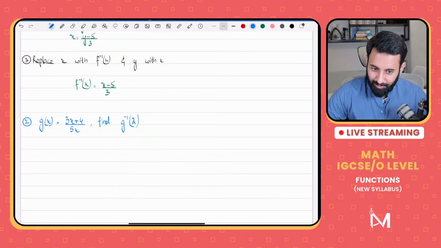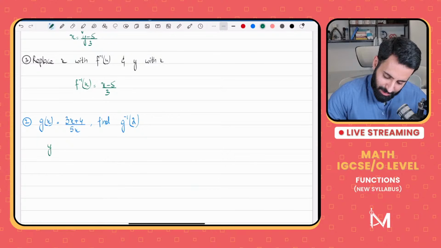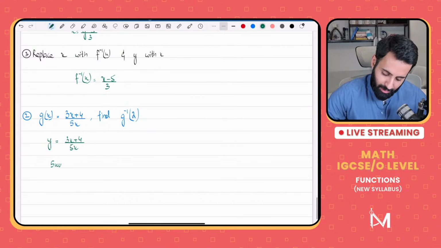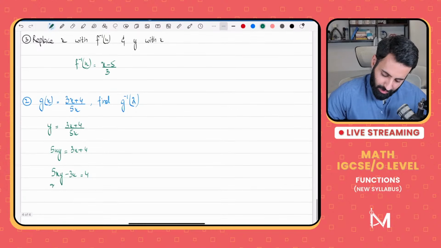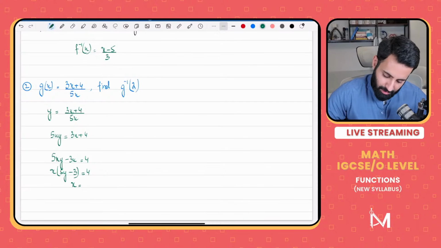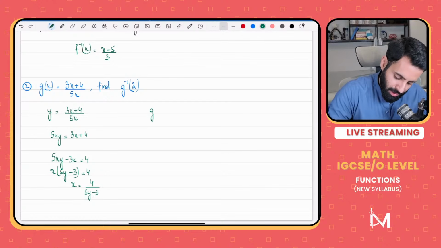Now let's find out the inverse. Remember the step-by-step procedure: we replace the function with y, and then we do everything we can to make x the subject. Before I can do that, I'll get all the x's in one place. So we have 5xy minus 3x equals 4. Then I can take x common, so that's x times (5y minus 3) equals 4. Because we had x in multiple places, we had to get them in one place. Now we can make x the subject, which is 4 over 5y minus 3, which means g inverse of x is 4 over 5x minus 3.